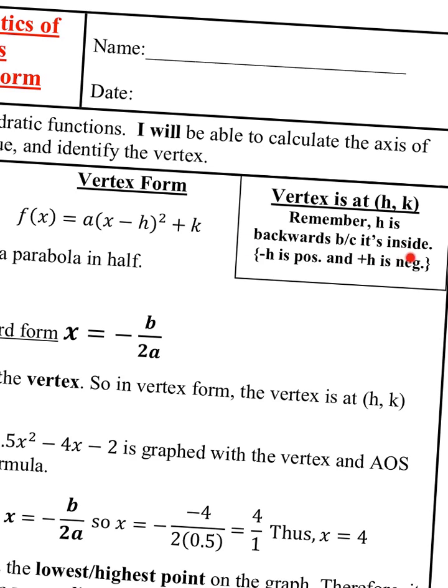All right. So I put this little note here. Negative h is positive and plus h is negative when you're stating it as the vertex.